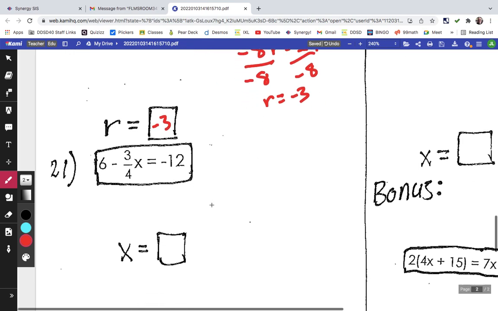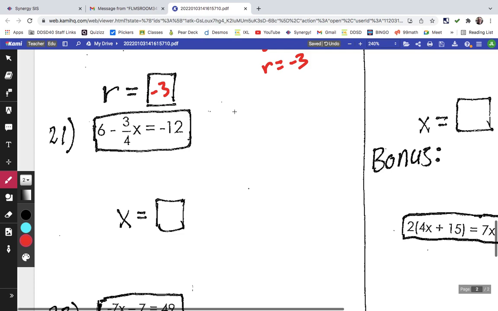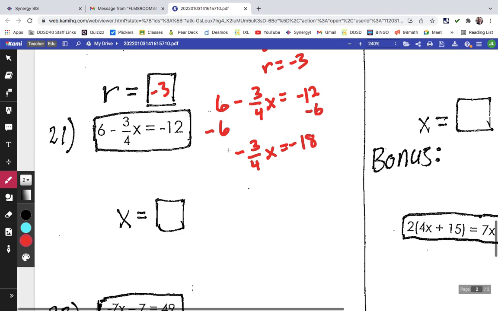Okay, problem number 21. Again, I'm going to rewrite this one right here. 6 minus 3/4 of a number x is equal to -12. I'm going to subtract 6. So -3/4 of a number is equal to -18. So I'm going to multiply now by the reciprocal.